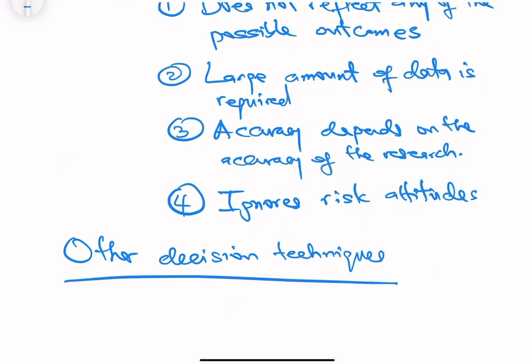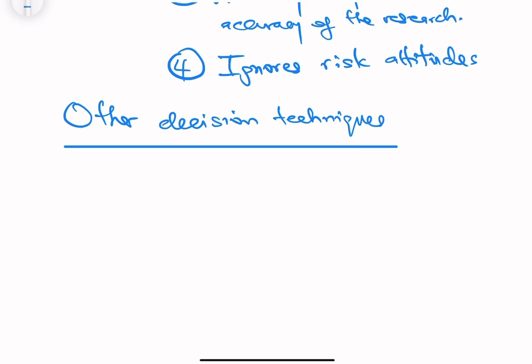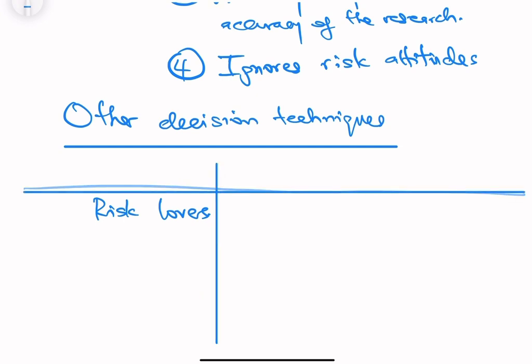Yeah, and the first one is the fact that we have risk lovers. So we want to look at other techniques that now consider risk. And we know that there are three types of individuals in terms of their risk attitude. So you can have three types of risk attitudes that we're going to look at. So we're looking at risk attitude here. And the first one is the risk lovers.